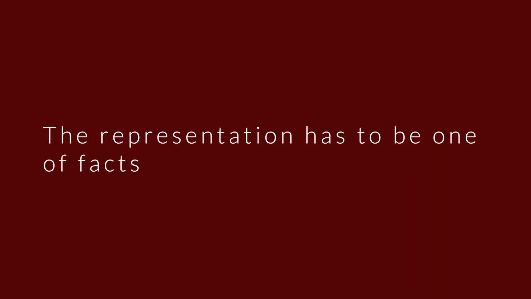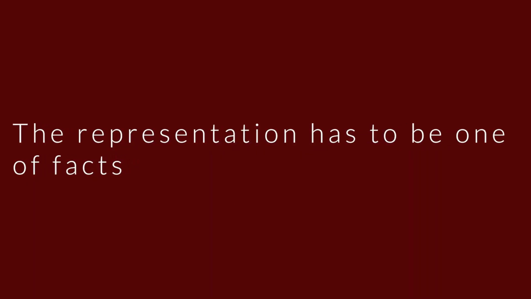Okay, let's go through all those things and see how they actually take place in a contract. Let's start with the first one. The representation has to be one of fact. That is the reason why general opinions and general statements made by, say, sellers or suppliers, the parties in a contract, will not count as misrepresentation. So they have to be factual statements.